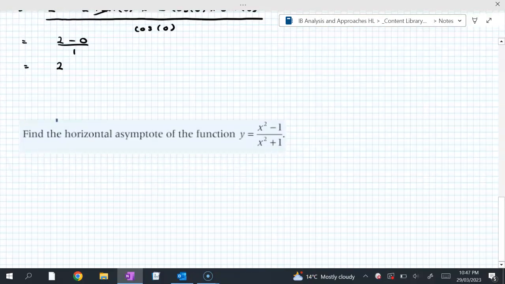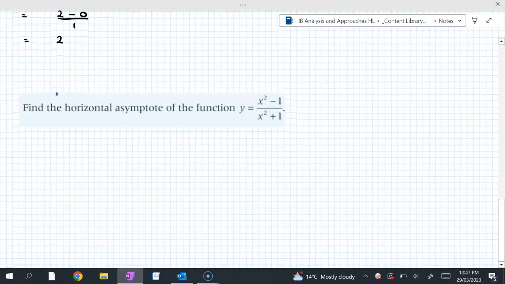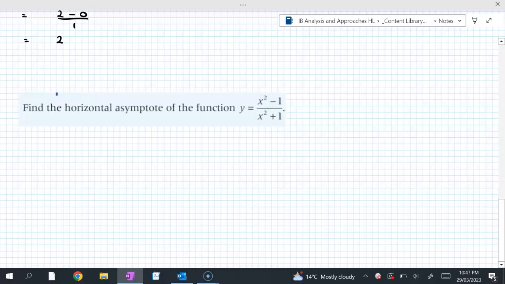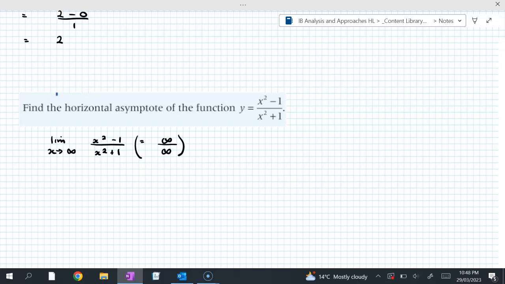Alright, okay. Now this last example says find the horizontal asymptotes of the function. Well, horizontal asymptotes occur as x goes to plus or minus infinity. So let's just focus on x going to positive infinity first. Of x squared take 1 all over x squared plus 1. And if I put infinity into this, I'm going to get infinity on infinity. So x squared take 1 is going to be close to infinity. X squared plus 1 is just going to get larger and larger and go to infinity.